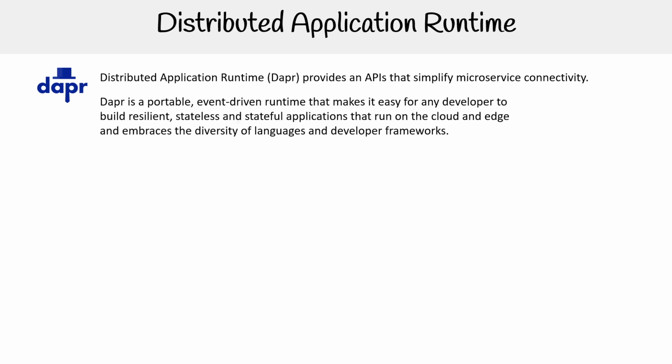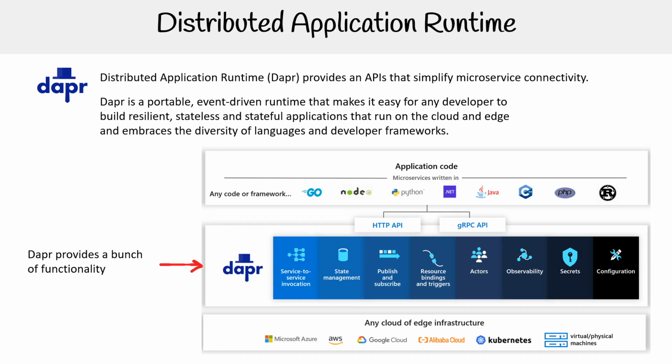Dapr is a portable, event-driven runtime that makes it easy for any developer to build resilient, stateless, and stateful applications that run on the cloud and edge and embrace the diversity of the language and developer frameworks. It's interesting they say diversity of languages because it doesn't support my favorite language, which is Ruby, yet it supports PHP. Kind of explain that one to me.